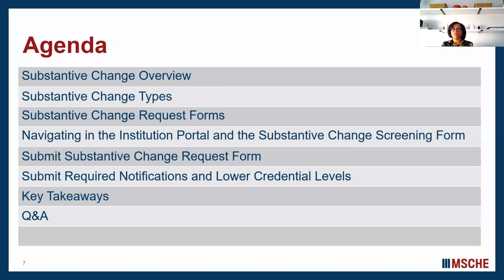I will begin with a brief overview of the who, what, when, and why of substantive change. Then I will go through the substantive change types, and this includes the new notification and prior approval requirements. I will show you where to find the request forms and give you a few pointers on completing a request form. I will go through the steps of how to navigate in the institution portal and how to get to the screening forms. Then I will go through the steps of how to submit a substantive change request, as well as the required notifications, prior approvals, and lower credential levels. Then I will end with some key takeaways and a Q&A period.